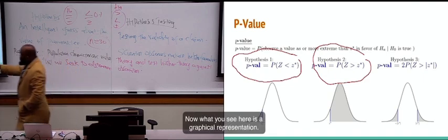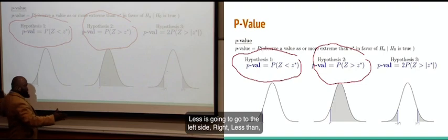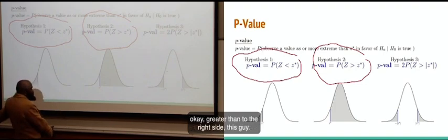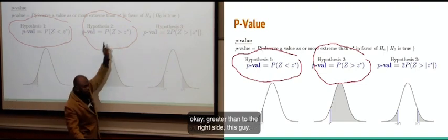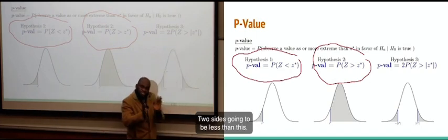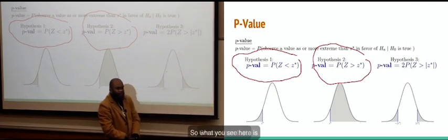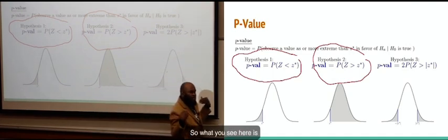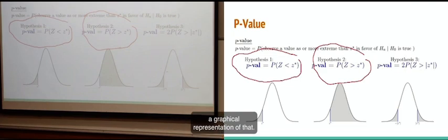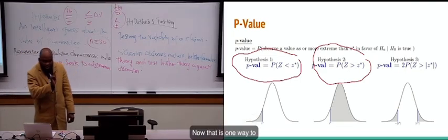Now, what you see here is a graphical representation. Less than goes to the left side, right? Greater than goes to the right side. Then this one, two-sided, is one less than this and one greater than that. So what you see here is a graphical representation of that. Now, that is one way to take a decision.